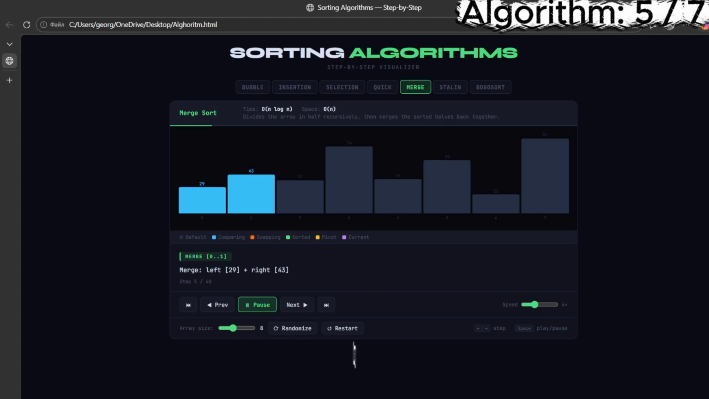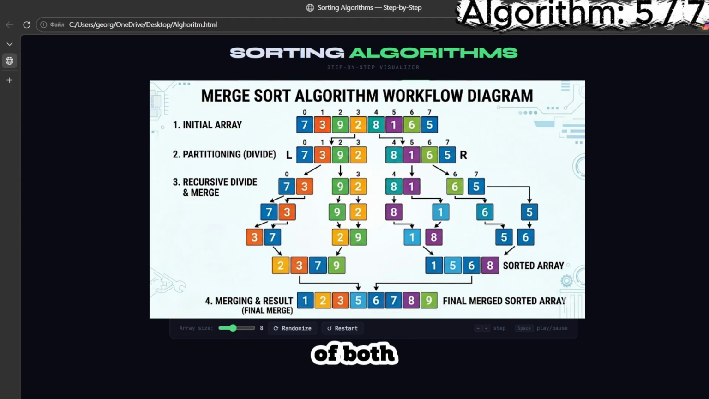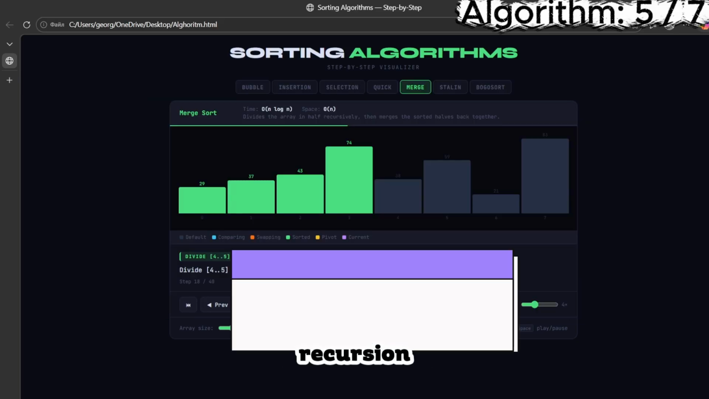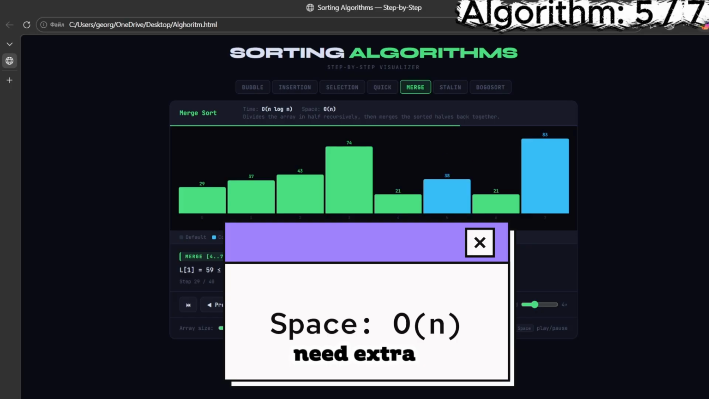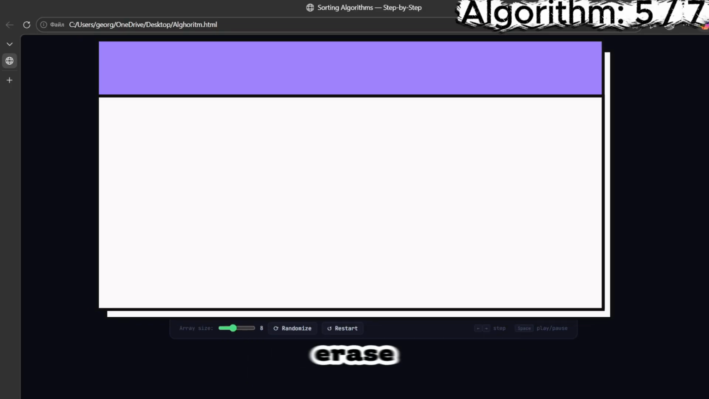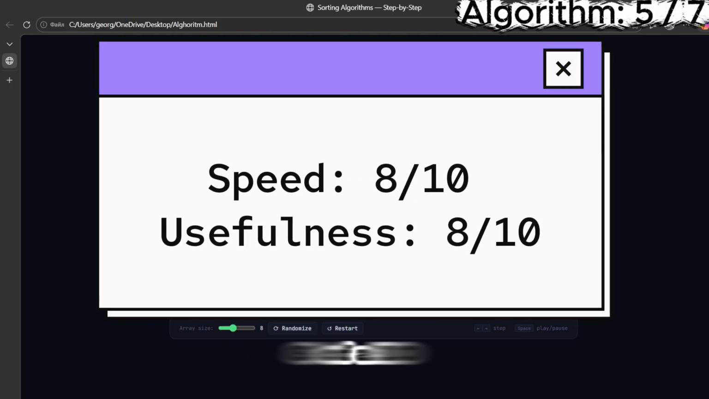The merge step is the key. Compare the front elements of both halves and place the smaller one next. Repeat until one half is empty, then append the rest. Every level of recursion cuts the problem in half. O(n log n), always. Best, worst, and average case are identical. O(n) extra space is needed for temporary merge arrays. So my verdict: speed 8 out of 10, usefulness 8 out of 10. When you need guaranteed performance and stability, use merge sort.